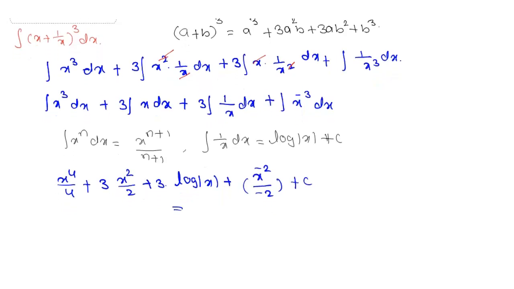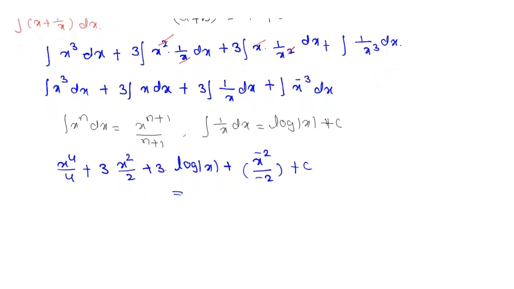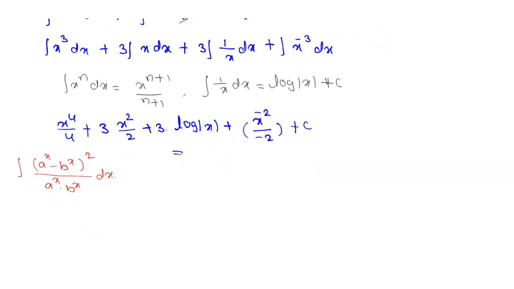Now go for the next question. The next question is integral of (a power x minus b power x) whole square by a power x into b power x dx. This is the question.